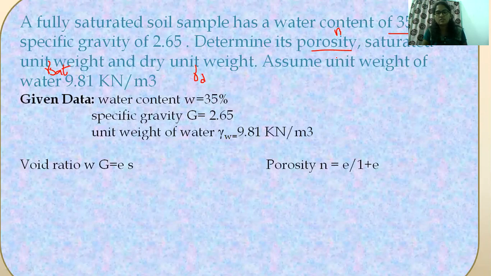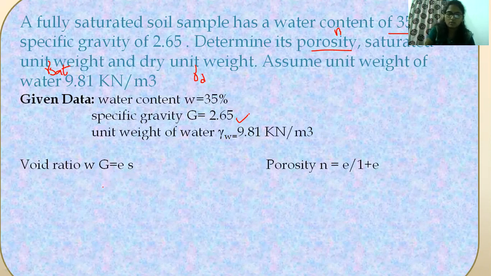Porosity: n is equal to e by 1 plus e. But in this problem, the water content value and specific gravity value are given, but the void ratio value is not given. So from the equation w G is equal to e S, we can solve for the void ratio.